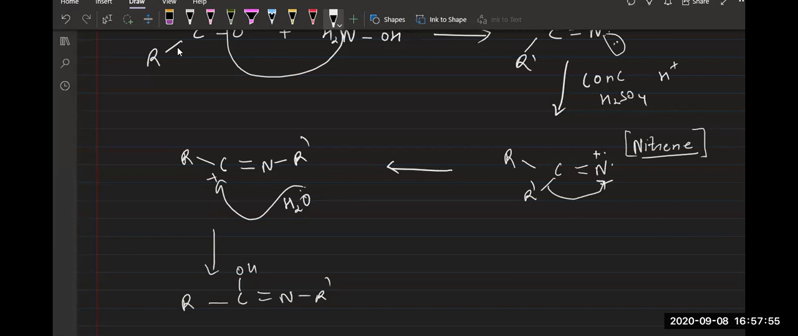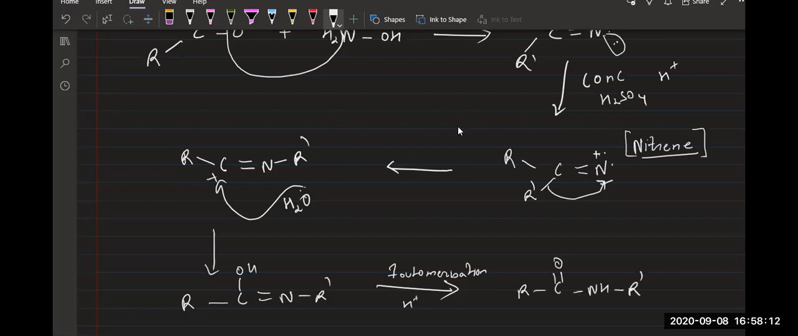Then after this, tautomerization, because we have H plus. So it will become R, C double bond O, NH, R dash. Got it, everyone? Yes or no?